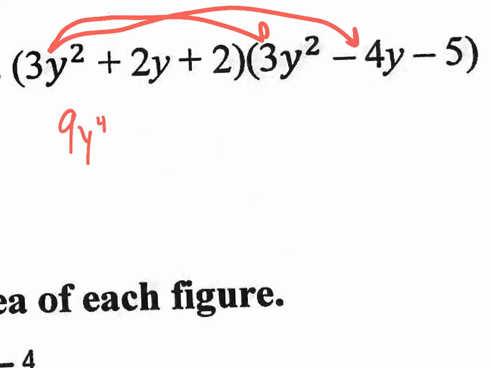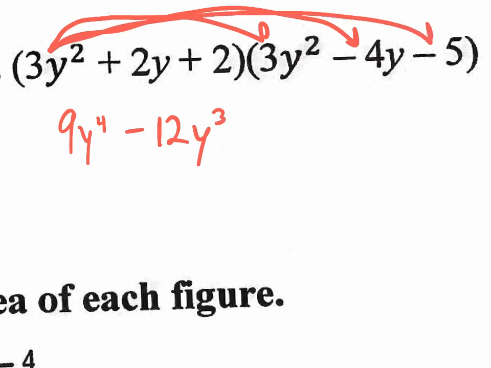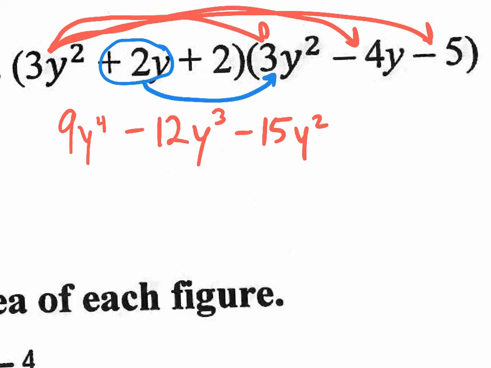3y squared times negative 4, that's negative 12y to the third. And then 3y squared times negative 5, that's going to be a negative 15y squared. Now, the next term is my middle term, positive 2y, and I'm going to do that in blue. 2y times 3y squared, that becomes 6y to the third, and I'm going to put that underneath the other y to the third term.